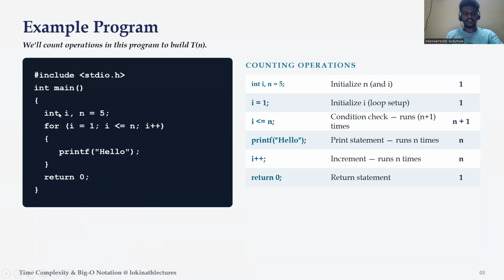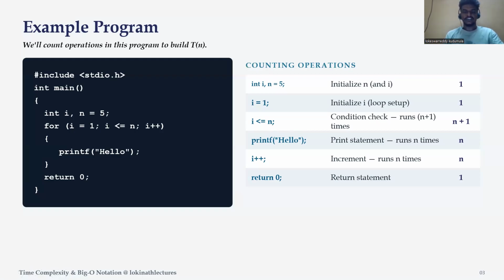Here, if you observe, int i, int n equal to 5. This int i, n is initialized only one time. Here i equal to 1: we are initializing the i value in a for loop. The condition is i less than or equal to n, and the increment is i plus plus. So i equal to 1 initializes the loop variable one time. Then i less than or equal to n, here we are checking the condition.